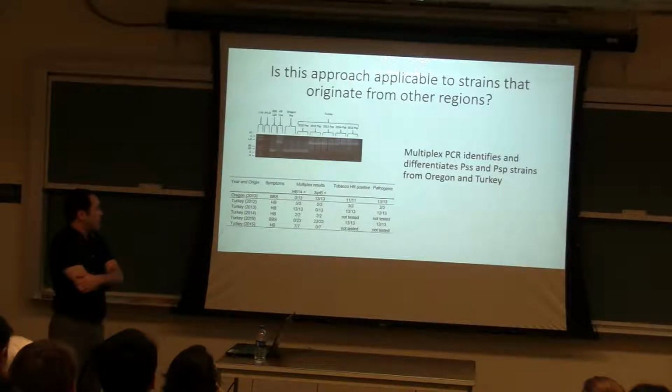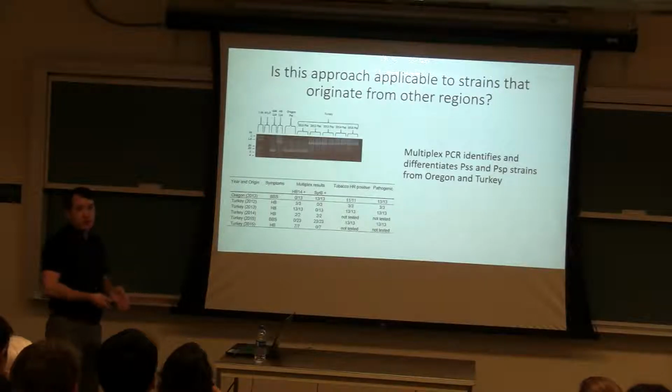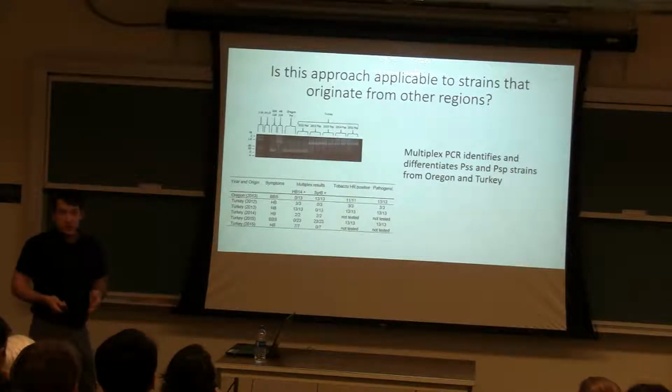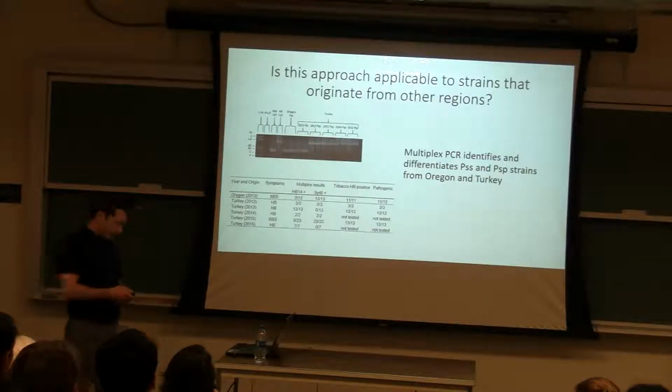And again, it's the same thing. There's a really high correlation between what I'm seeing with the molecular results and the greenhouse results, right? So I can pretty accurately predict if I have a brown spot or a halo blight based on the molecular results.